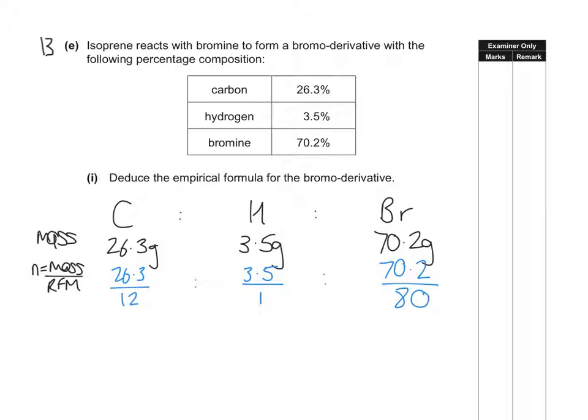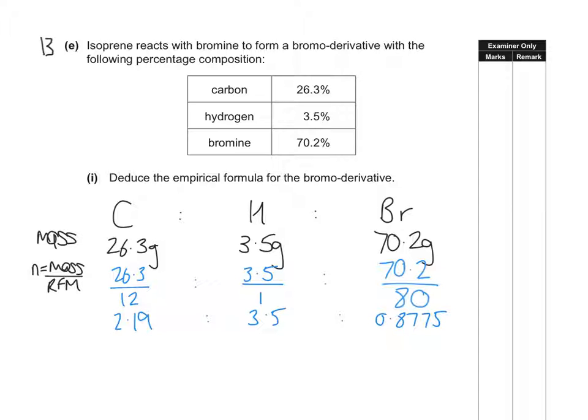So our number of moles of bromine is going to be 70.2 over 80, as that's the relative atomic mass of bromine. So put those into your calculator and you should get that you have roughly 2.19 moles of carbon, 3.5 moles of hydrogen and 0.8775 moles of bromine.